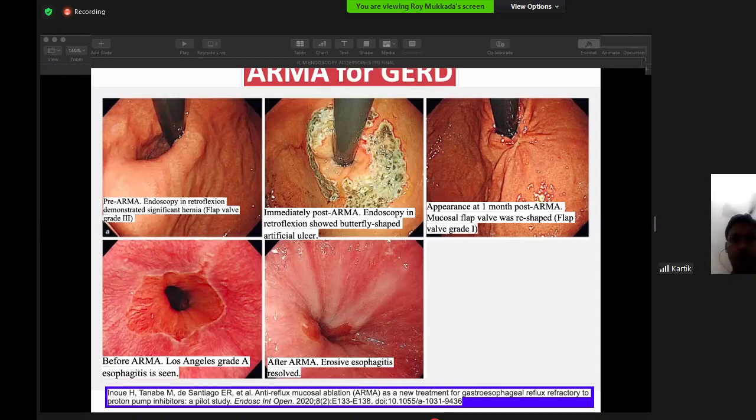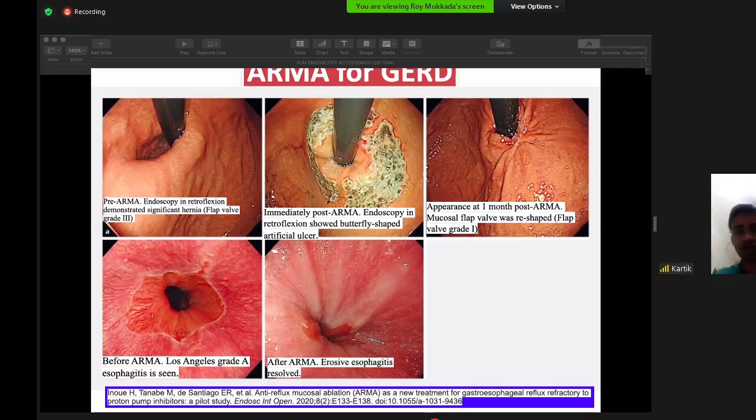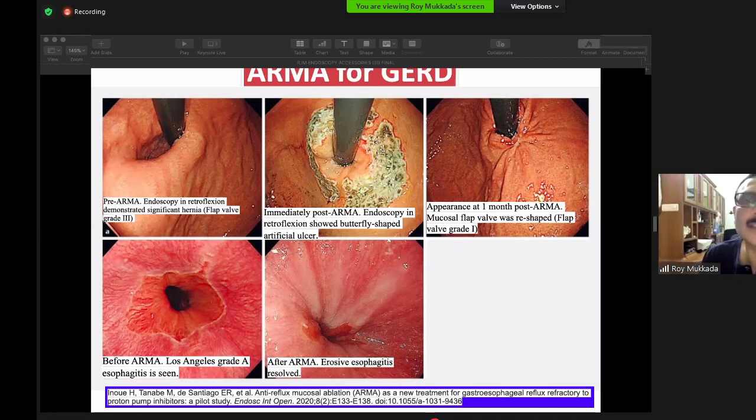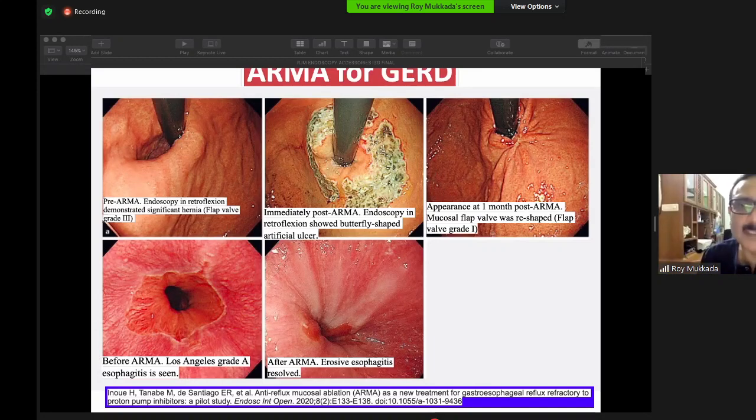If we develop a stricture, then in these patients we can do a dilatation, sir. You can do dilatation. So what is ARMA? ARMA is anti-reflux mucosal ablation. Here ablation is done using the APC probe, sir. Not only APC probe, RFA also. The better procedure is done by the knife. You can use any of the ESD knives which is available.